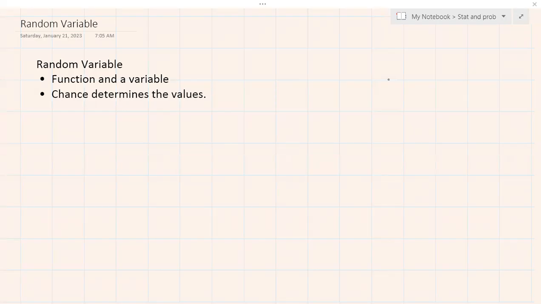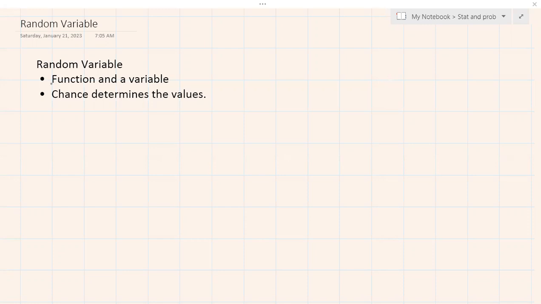Hello everyone. So sa topic natin, we will discuss about random variable. So random variable is one of the important topics na kailangan nating alamin when it comes to statistics and probability. So first and foremost, what is random variable?